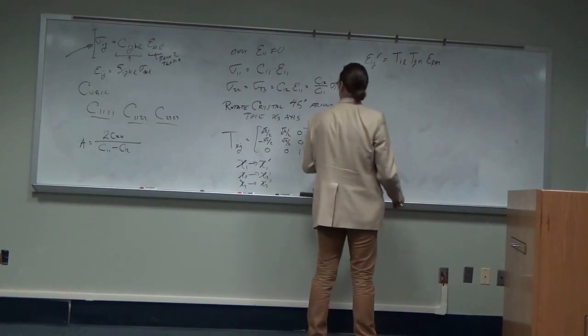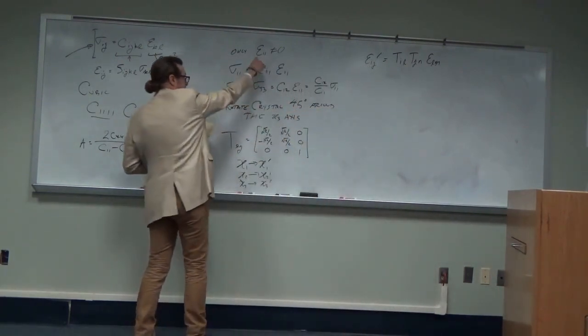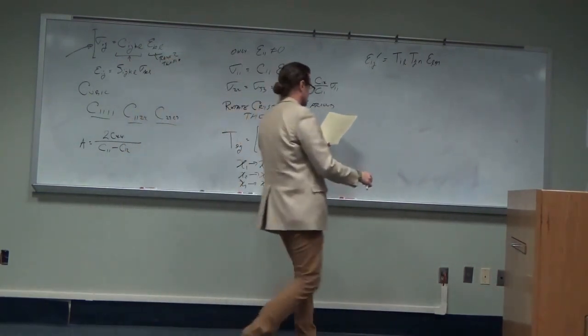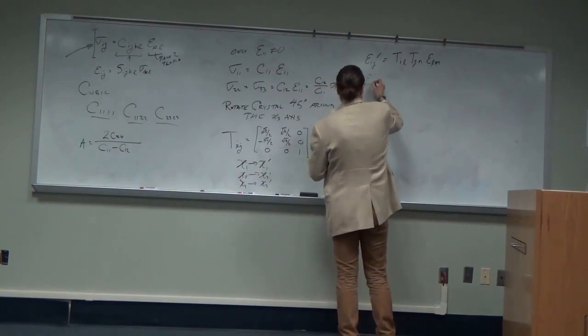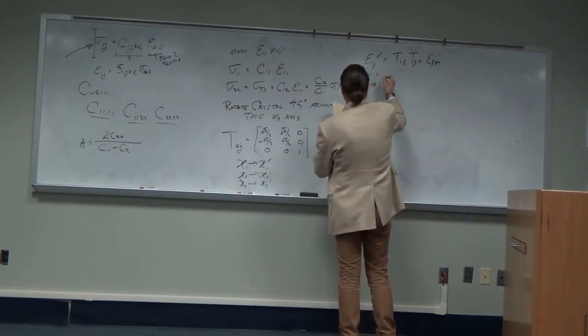But because everything's zero except for epsilon 1 1, we get epsilon 1 2 prime.